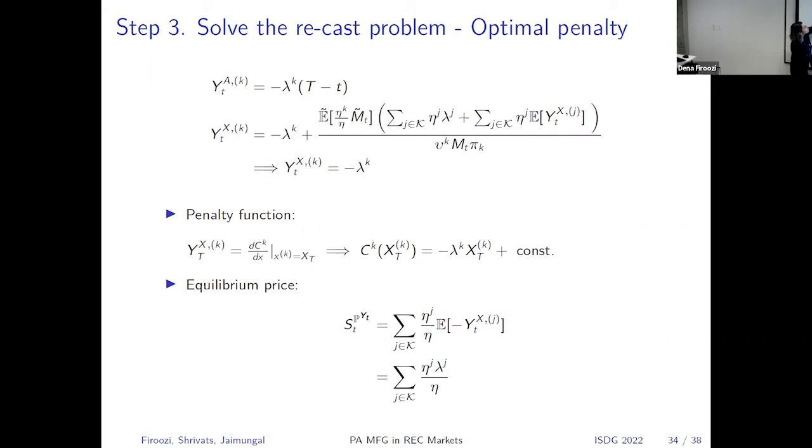For Y^x, the marginal value of REC acquisition, we obtain this equation. So this is a fixed point problem, but very interestingly, we are able to solve this. And the fixed point solution to this is, again, negative lambda k. So the dollar value that the principal assigns to a REC submitted by a firm in this subpopulation. So the second term vanishes on the second line. Yeah, so if we substitute this, yes.